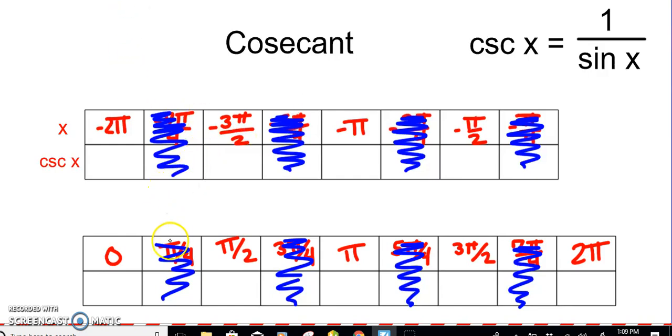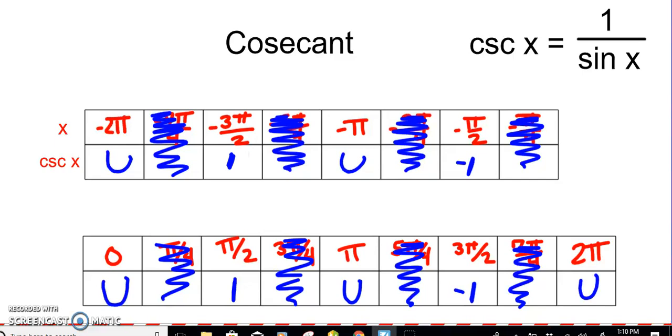All right, so looking at each one of these, if we start with 0, that's going to be undefined. Then at pi over 2, you should have gotten 1. At pi, you should get undefined. At 3 pi over 2, you get negative 1. At 2 pi, you get undefined again. So again, at the pi's, you get undefined, and the values for the other ones go back and forth. At negative pi over 2, that should be negative 1, and at 3 pi over 2, it should be back at positive 1.